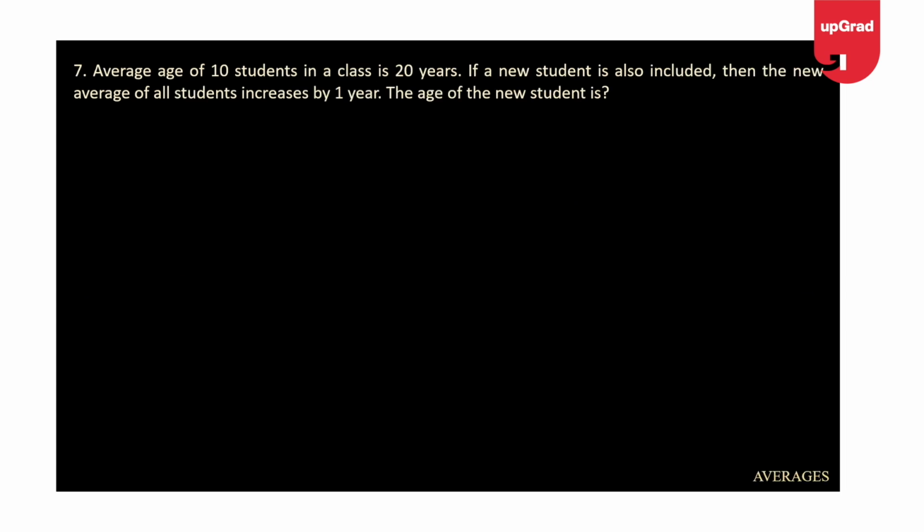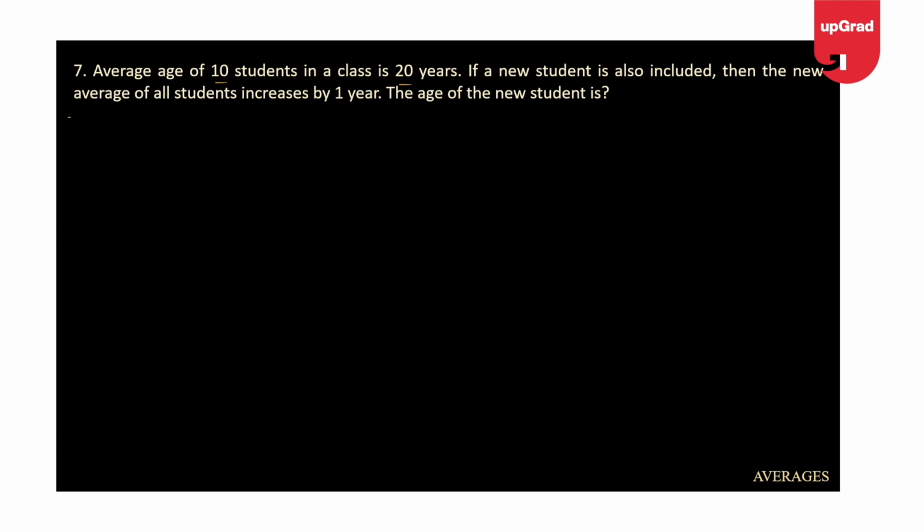Now, these are some basic questions that are asked from the problems on ages, wherein average is an integral part of it. The average age of 10 students, please pay attention, is 20 years. If a new student is included, then the new average of all students increases by 1 year. The age of the new student is.